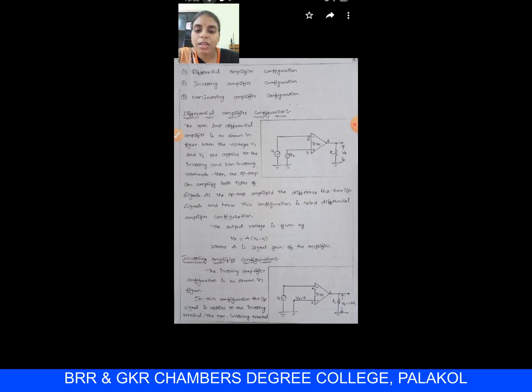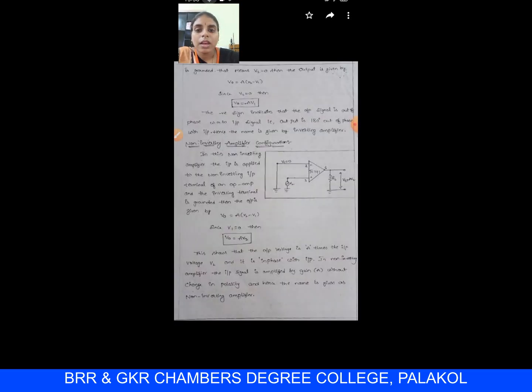Next type is the inverting amplifier configuration, as shown in the diagram. In an inverting amplifier, the input is given only to the inverting terminal of the op amp, not to the non-inverting terminal. That means the non-inverting terminal is grounded. In this configuration, the input signal is applied to the inverting terminal of the amplifier and the non-inverting terminal is grounded. That means V2 is equal to 0.